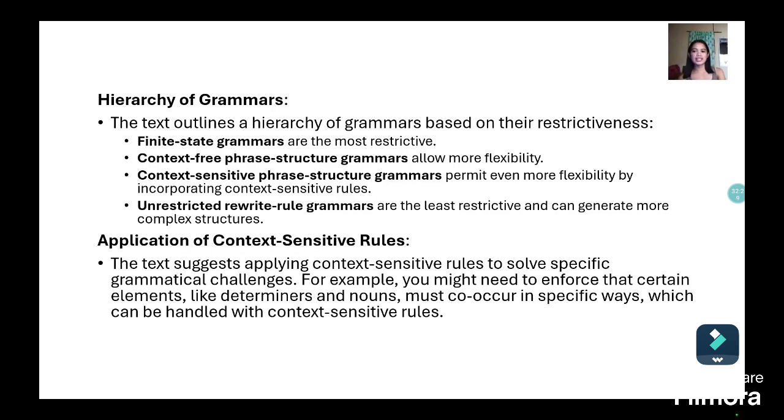Now, we are going to proceed to the hierarchy of grammars. The text outlines a hierarchy of grammars based on restrictiveness. Finite state grammars are the most restrictive. Context-free phrase structure grammars allow more flexibility. Context-sensitive phrase structure grammars permit even more flexibility by incorporating context-sensitive rules. Unrestricted rewrite rule grammars are the least restrictive and can generate more complex structures.